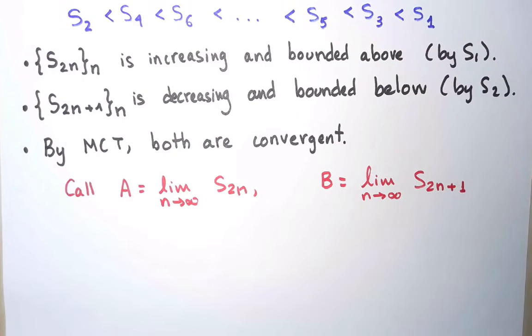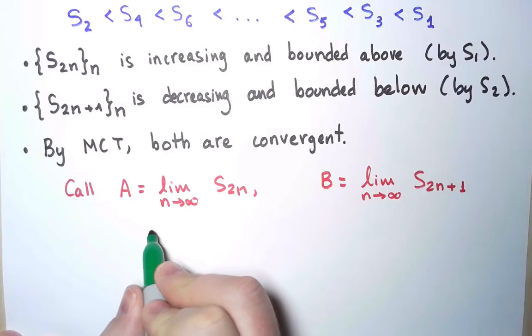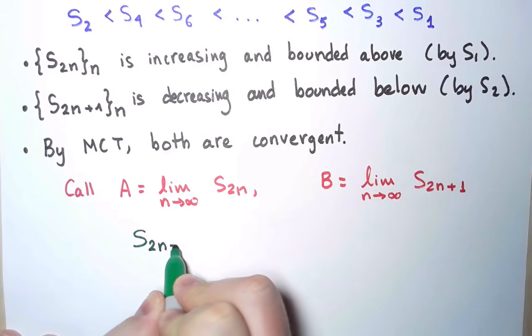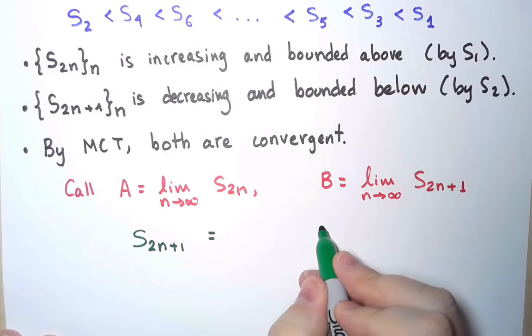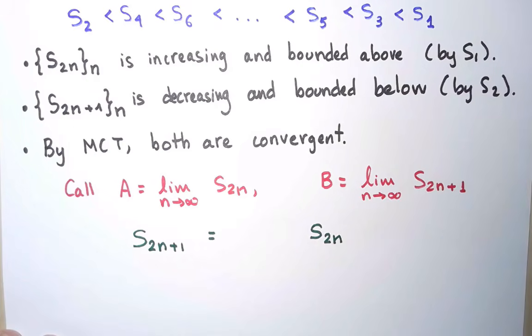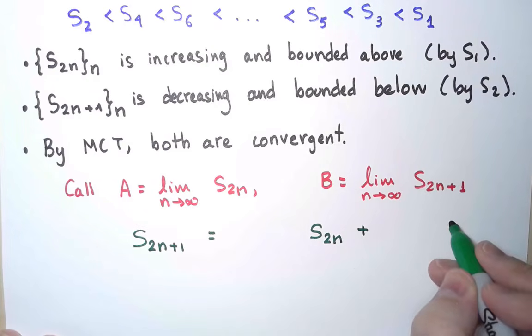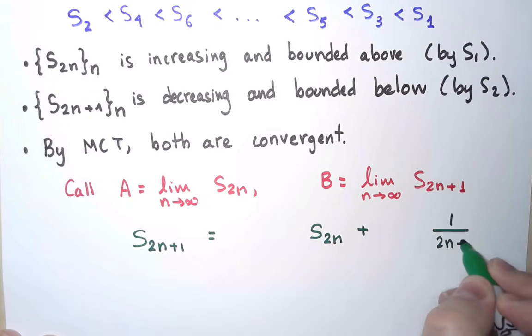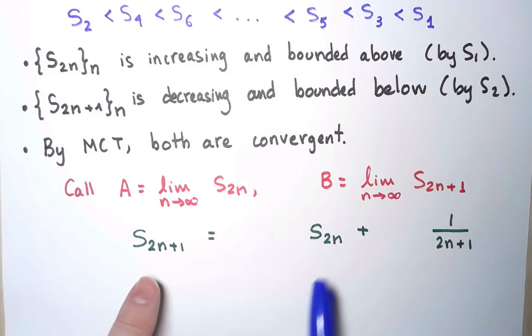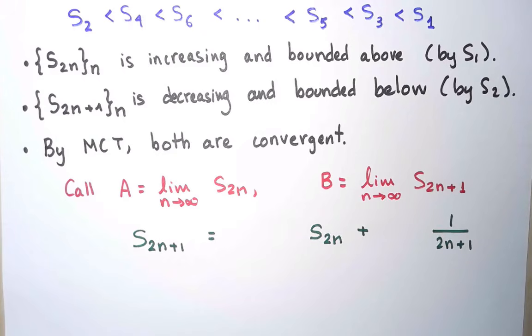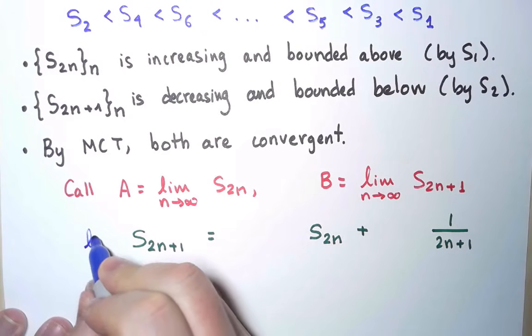How do I prove they are the same? Well, I know how to write a relation between the even and odd partial sums. I can say that any, say, odd partial sum is the previous even partial sum plus the term I have to add, which in this case could be 1 over 2n plus 1. And now, if I think of this as 3 sequences with n as the index, this has a limit, and so does this. So I can use the limit laws.